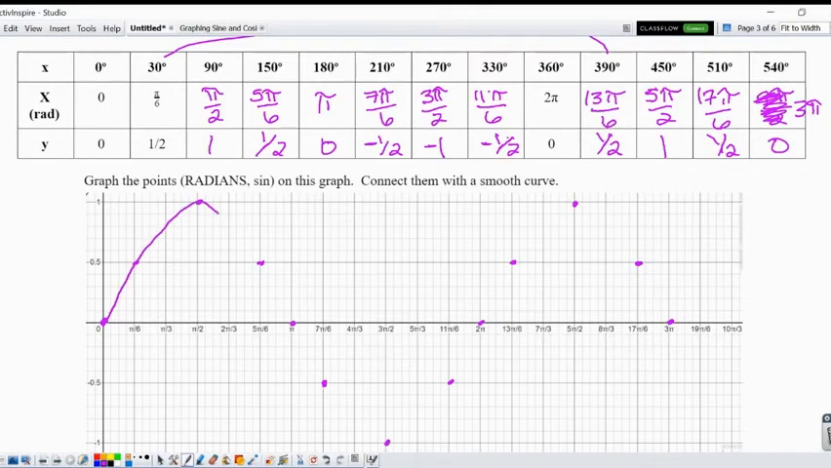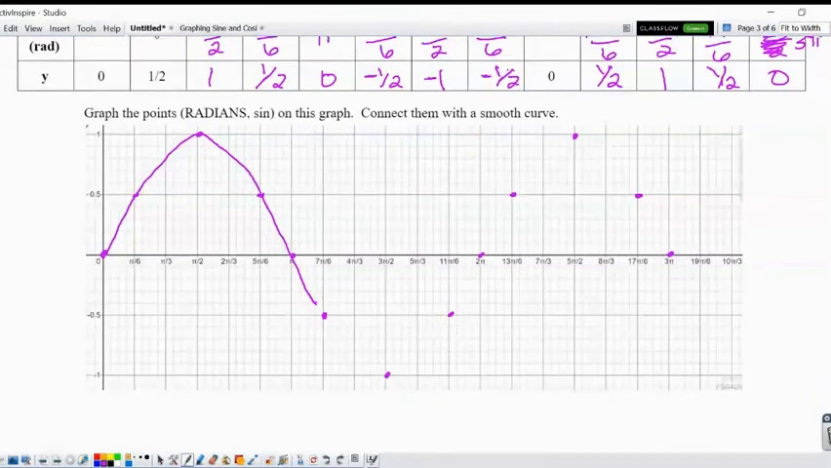as smooth as I can draw. Need to expand my window. There we go.